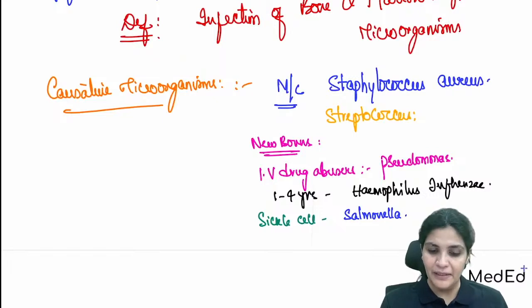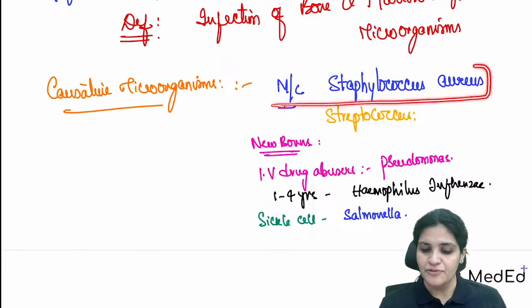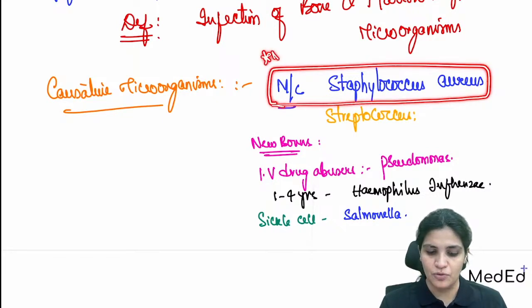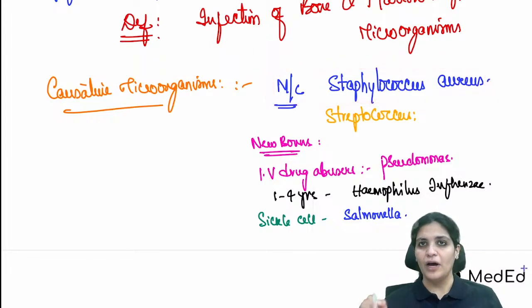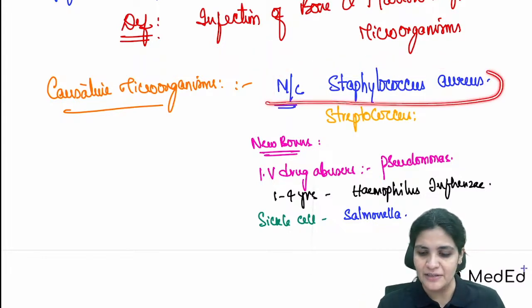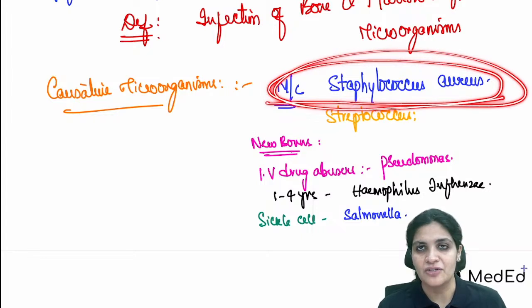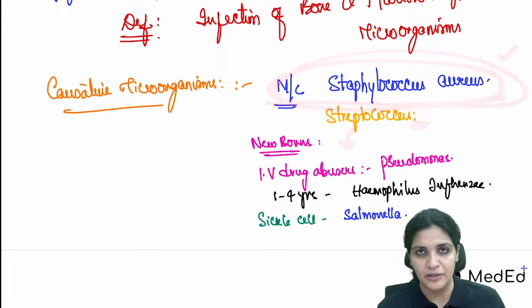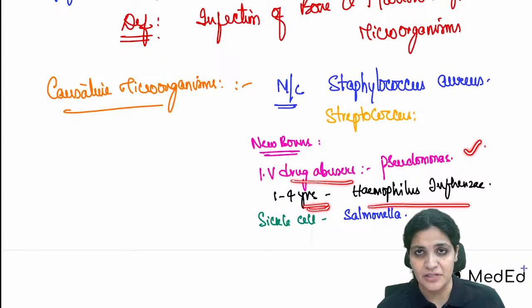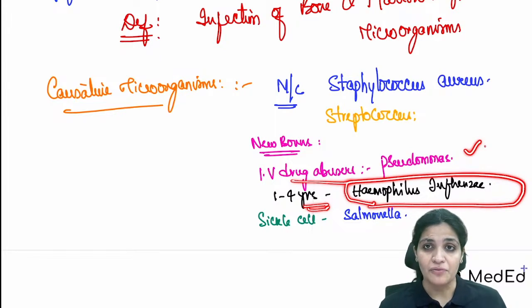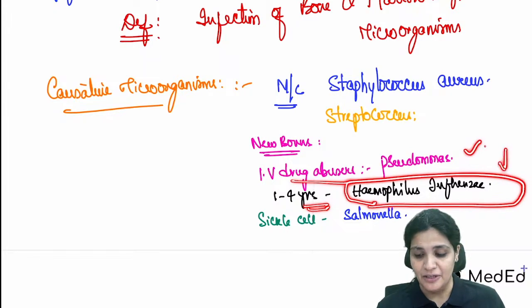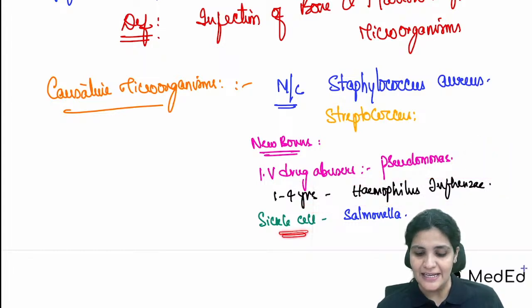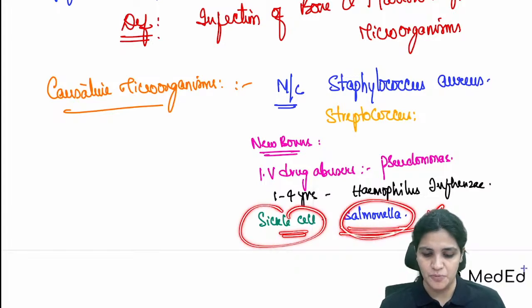Whatever might be the answer, you mostly have to remember that Staphylococcus, or staph, and ortho are very much related. The most common organism causing infection in ortho is Staphylococcus, right? Then comes Streptococcus, which is seen in newborns. Then in case of IV drug abusers, it is Pseudomonas. In case of 1 to 4 years, it is usually Haemophilus, but because of vaccination, this has reduced. And in case of sickle cell, we have a special bacteria involved, that is Salmonella. This also has to be remembered.